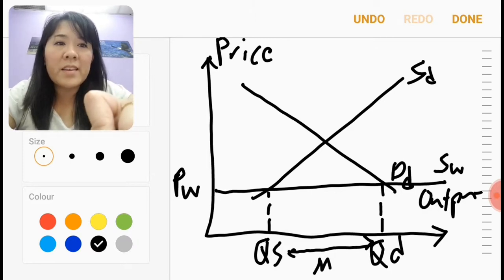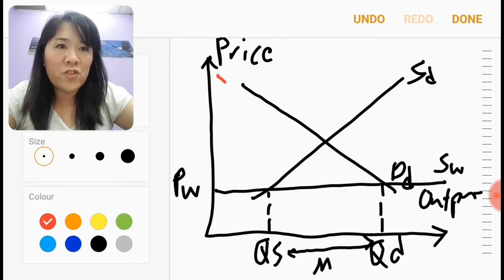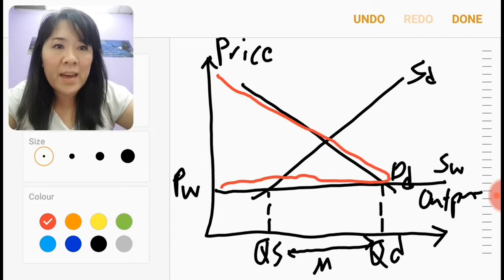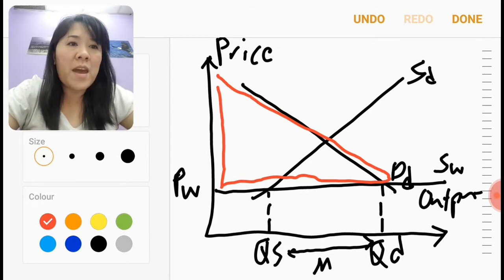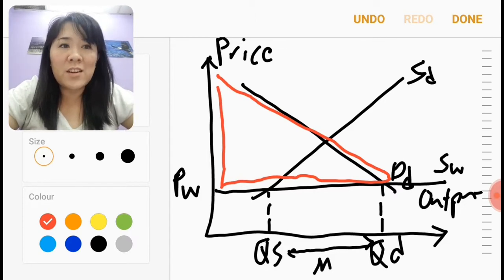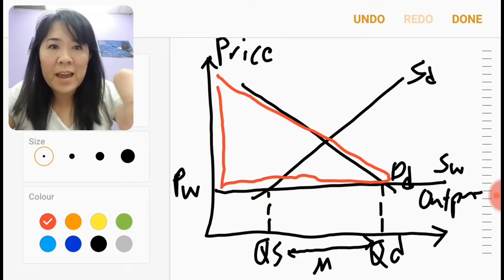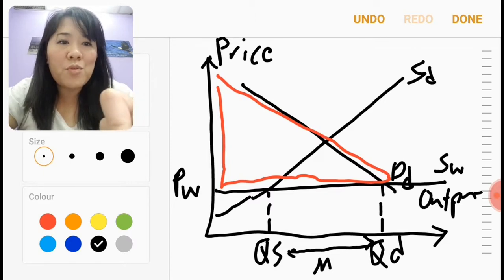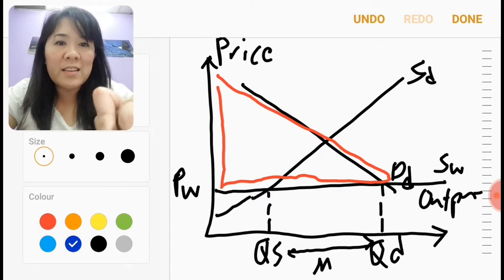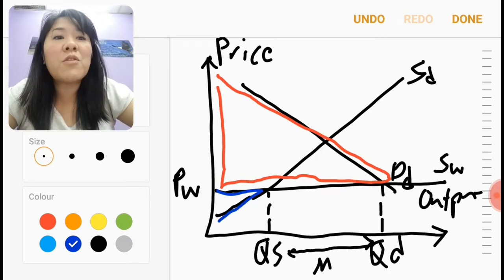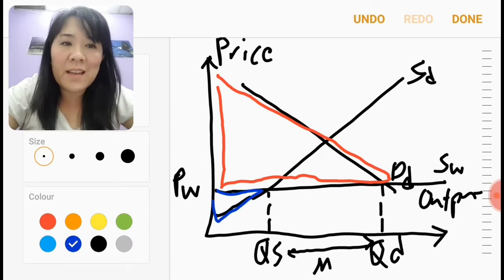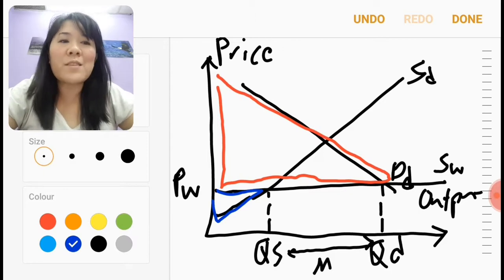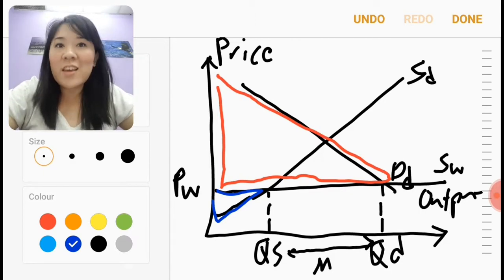Now, if we do an analysis based on QD, the consumer surplus would be the area between what consumers are willing and able to pay and what they actually pay. So this red triangle here gives us the consumer surplus. And what will be the producer surplus then? For the quantity QS being produced by the producer, this small triangle over here will be the producer surplus. So that is before the tariff is imposed.